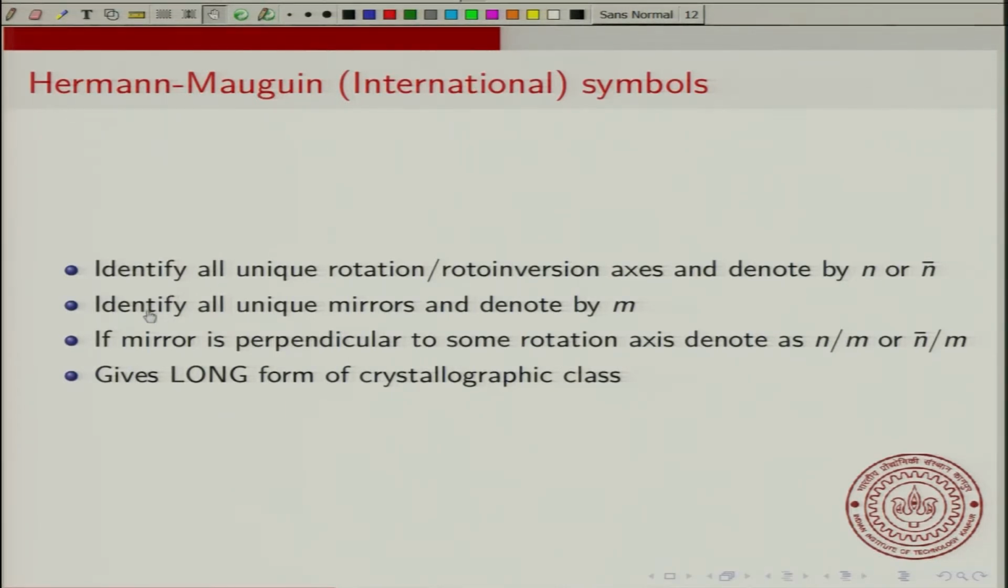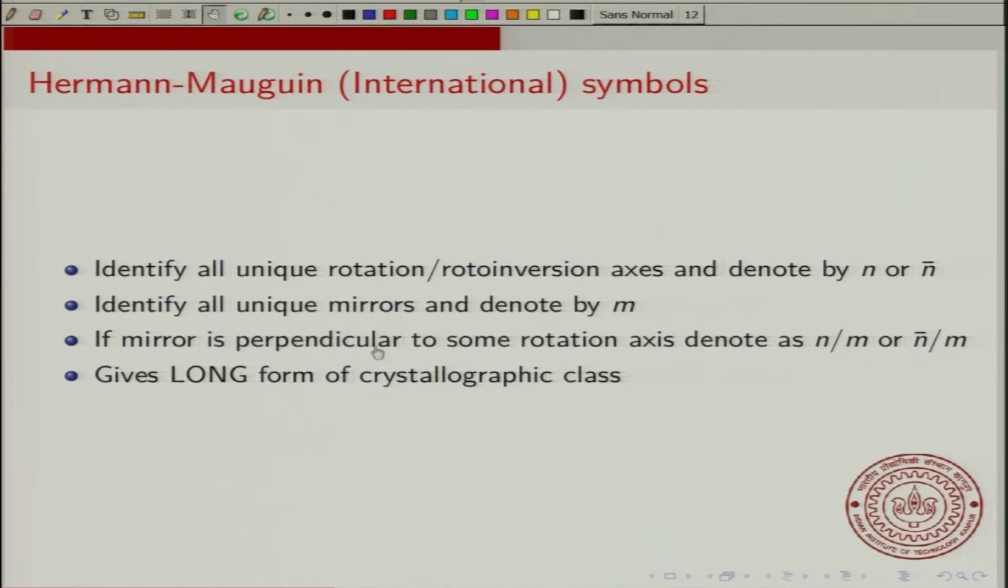Next, you identify all unique mirrors and denote them by m. You see how many mirror reflections, mirror planes, there are, identify all of them, look at which ones are unique, and denote them by the letter m. These are the first 2 steps, and again you can show that you cannot have more than 3 unique mirrors in a 3-dimensional crystal.